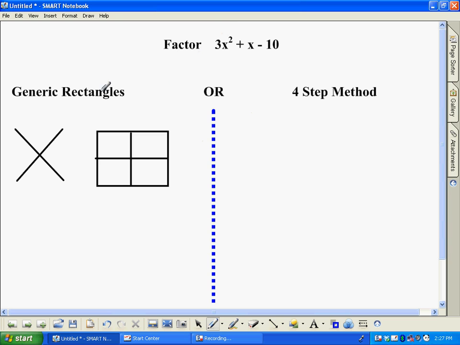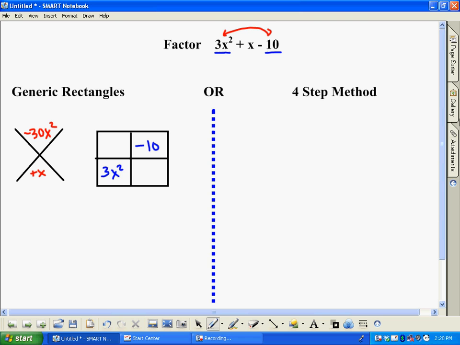So this is how the generic rectangle method works. First of all, you take your first term and last term, and you put them in the boxes here. So 3x squared goes in the bottom left, and negative 10 goes over here. Also, the middle term, x, is going to go in the diamond problem here, at the bottom, so here's my positive x. And you multiply the first and the last together. So what is 3x squared times negative 10? Well, that would be negative 30x squared.